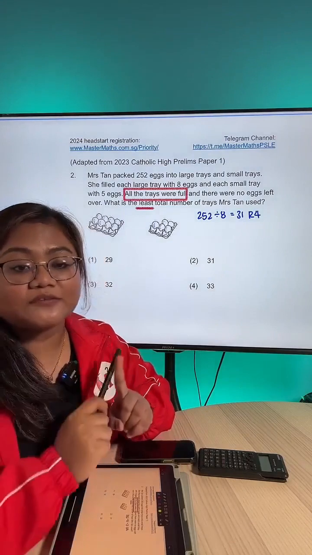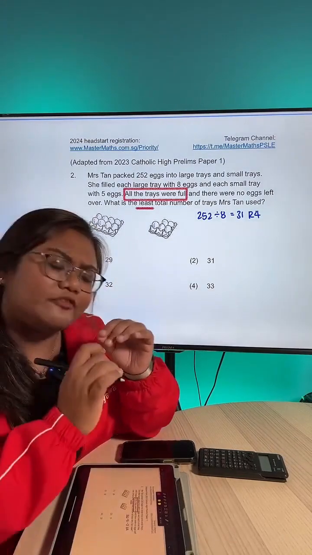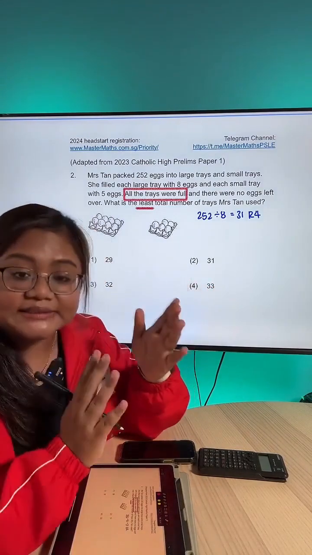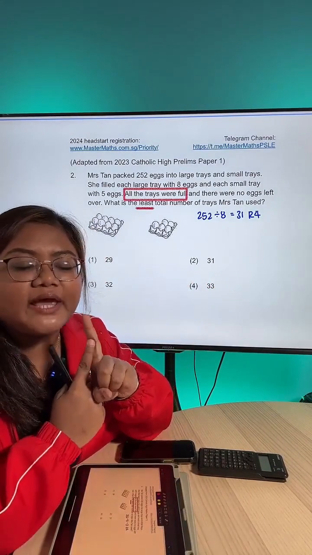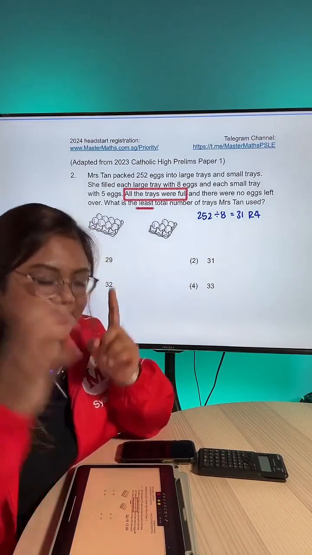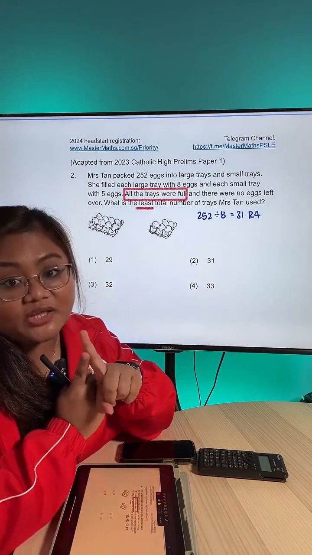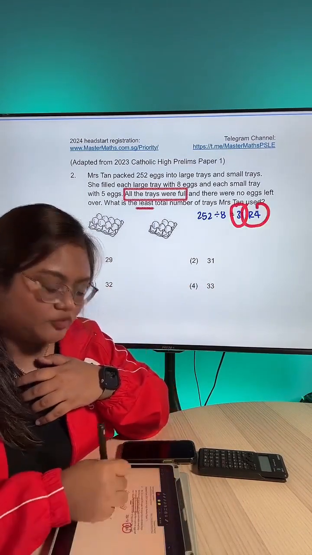Now here's where a lot of students tend to make mistakes. So they know, okay, least number of trays means as many big ones as possible. So we divide by 8. Yes, that's the correct first thought process. But a lot of students tend to fail at the second step. So what they tend to do is this. Remainder 4 means I need 1 more tray. So I take 31 plus 1, answer 32.